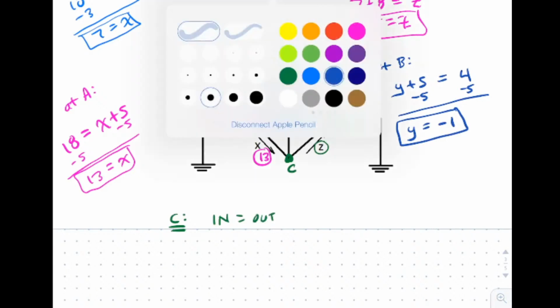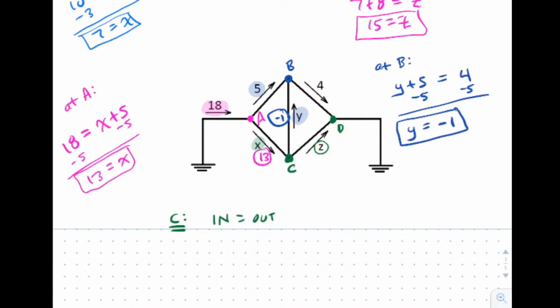What I've got drawn here is an X coming in, and that's the only thing I've got coming in. So in is the X, which is 13. The way these arrows are drawn, the Y and the Z are both going out. The Y is a -1, and the Z is going out. Since my algebraic solution is -1, that's what I'm putting in. So Y is going out, but it's actually -1, which means I'm going to add 1 to both sides. So Z is equal to 14. Z is equal to 14.